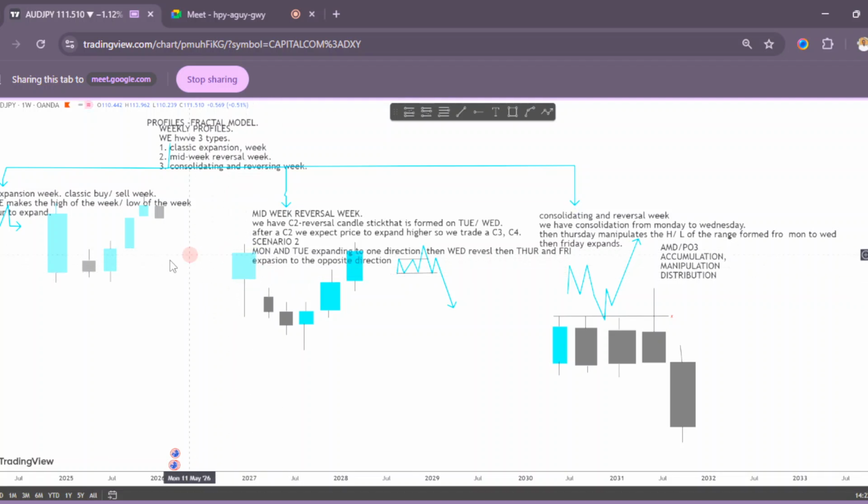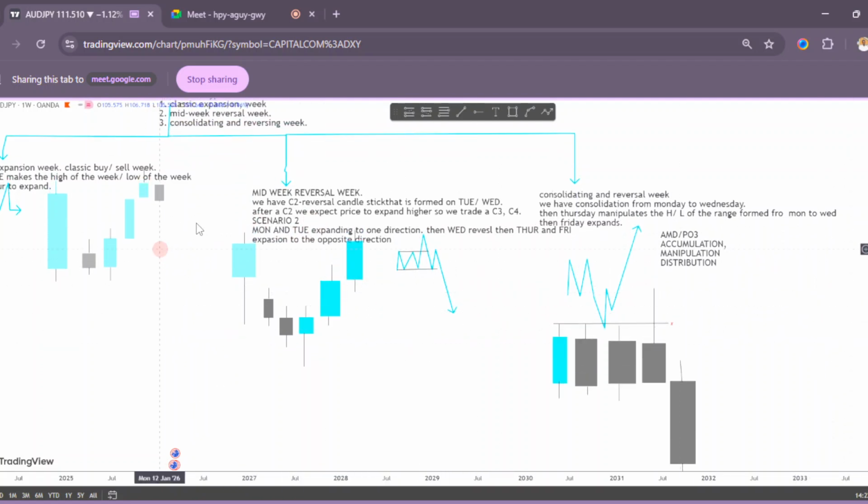Number two, wait for high impact news days to pass. For example, this week that is coming, you have FOMC. So we want to wait for the FOMC news to pass, which is on Wednesday. We'll be looking to trade on Thursday and Friday, because you'll find most of the time before news, you always have a ranging or consolidating market.